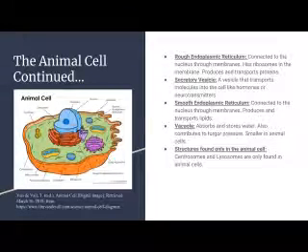Here on the left, we can see a largely stylized version of the animal cell. It is also a little bit more minimalistic in terms of how much is really in the cell.